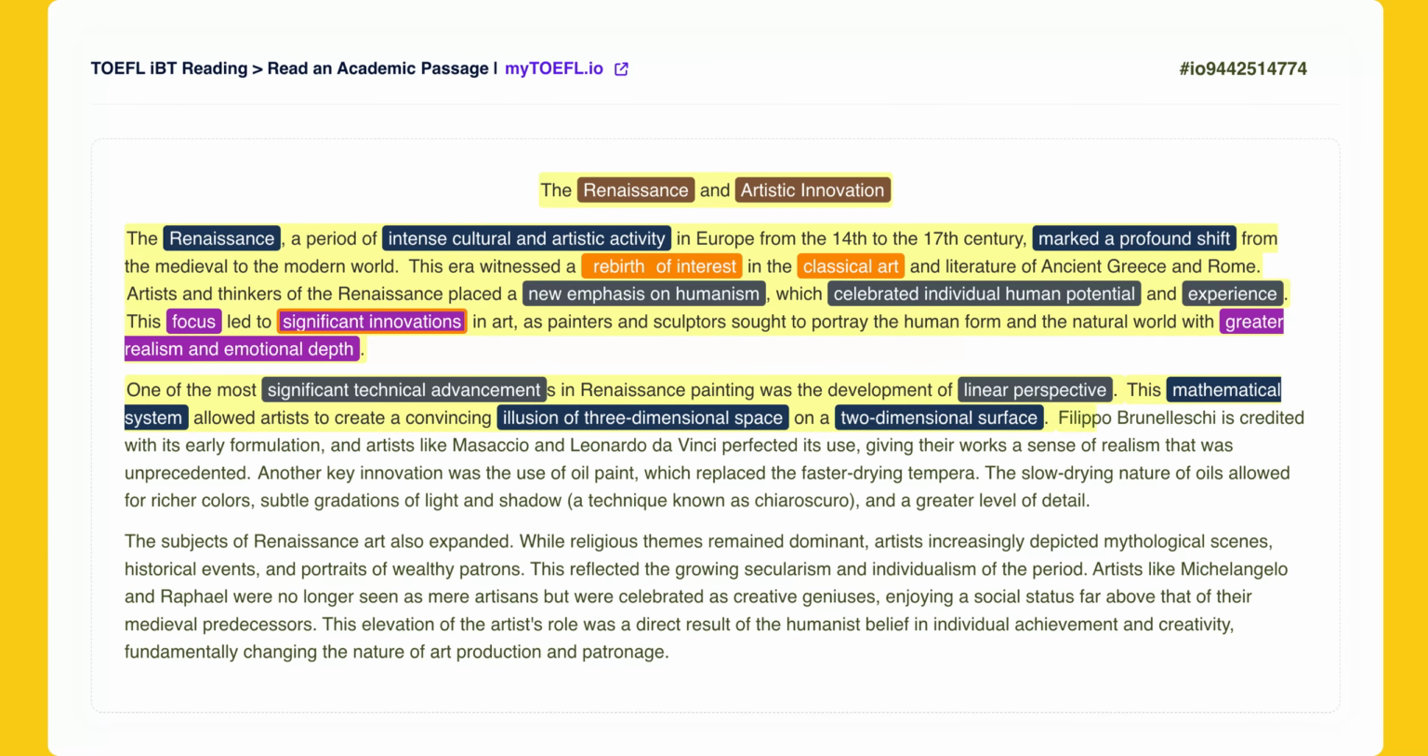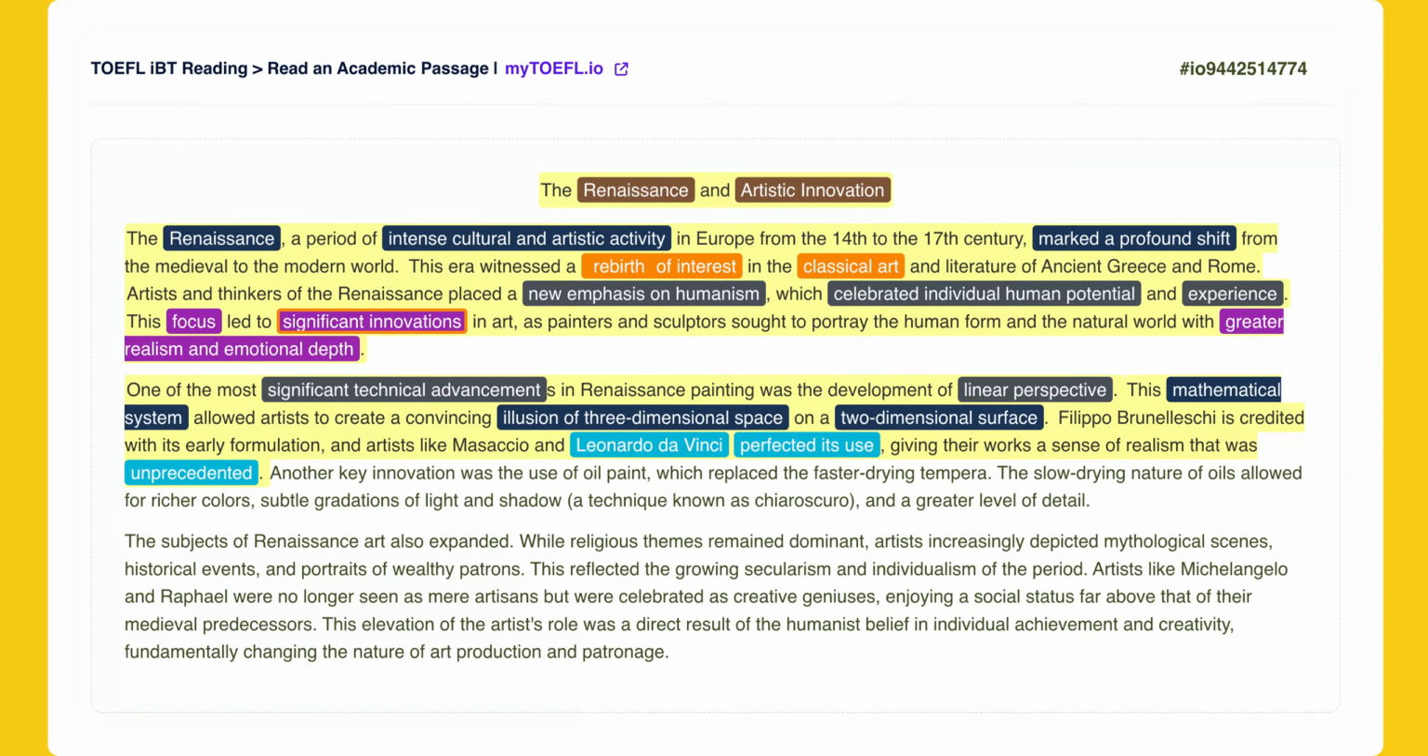Filippo Brunelleschi is credited with its early formulation, and artists like Masaccio and Leonardo da Vinci perfected its use, giving their works a sense of realism that was unprecedented. We get some famous names here like Leonardo da Vinci. They perfected its use to create a level of realism that was unprecedented. This word is a huge vocabulary signal. If something is unprecedented, it means it has never happened or been seen before. It emphasizes how groundbreaking these artists truly were.